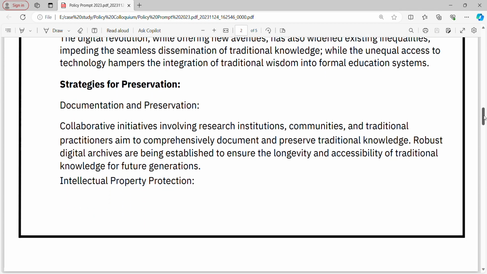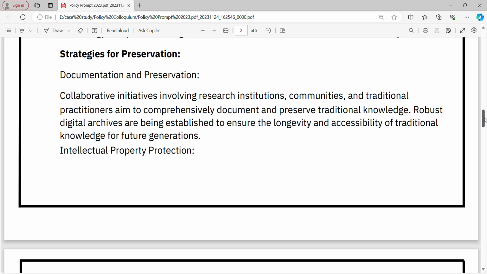Next is strategies of preservation. The first strategy provided is documentation and preservation. Collaborative initiatives involving research institutions, communities, and traditional practitioners aim to comprehensively document and preserve traditional knowledge. Robust digital archives are being established to ensure the longevity and accessibility of traditional knowledge for future generations.